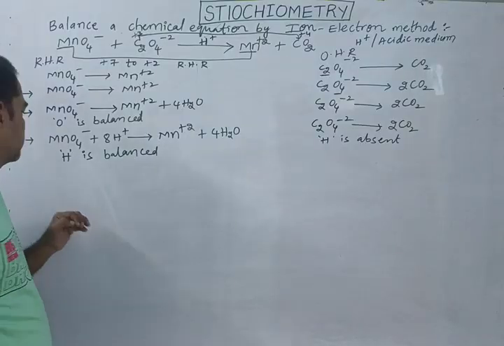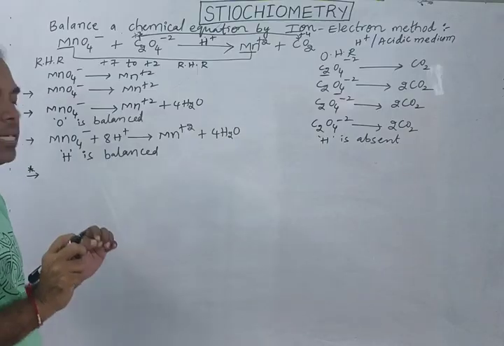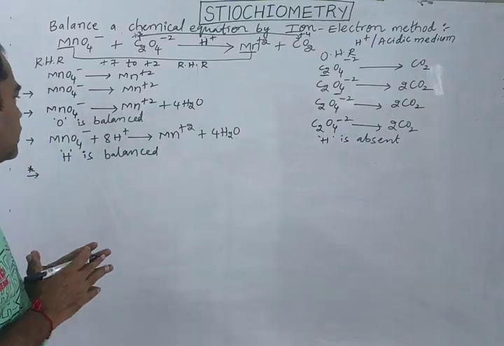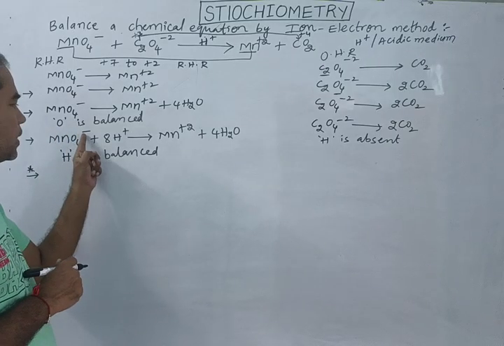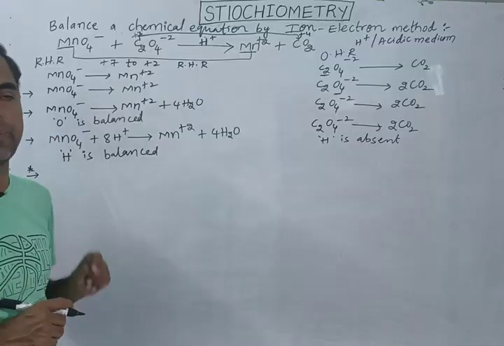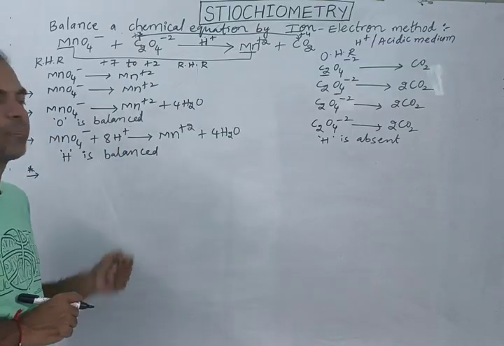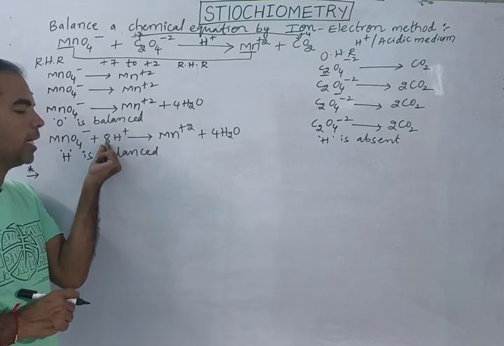Next, this is an important one. Be careful here. To balance the charges, here MnO4 minus ion means 1 negative. 8 H plus ions means 8 positive ions. H plus ion means positive ion. How many positive ions? 8.